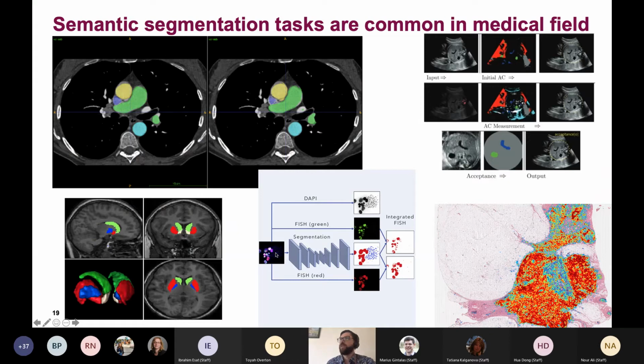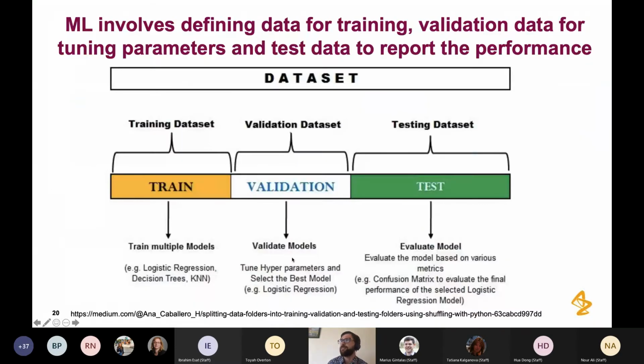And semantic segmentation tasks are very common in the medical field. I just put quite randomly different images, but for example, segmentation of brain parts, and it can also be three-dimensional segmentation. It can be a CT scan, lung nodule segmentation. It can be ultrasound segmentation, or whole slide images you can see here, a whole slide image with different probabilities assigned that it's cancer or non-cancer. Segmentation is a very common task for medical images.